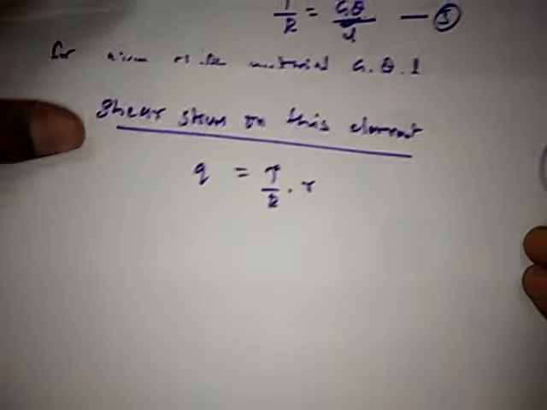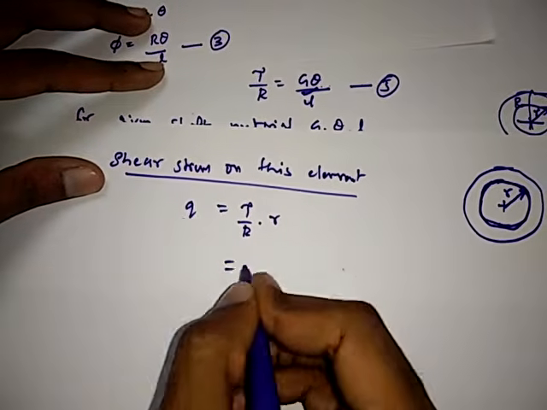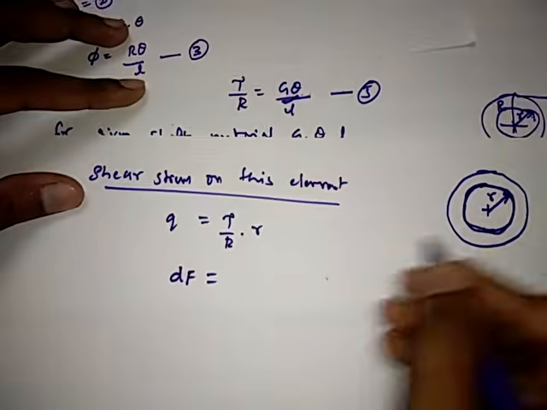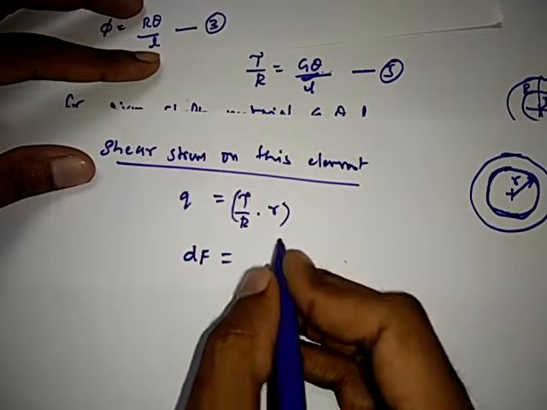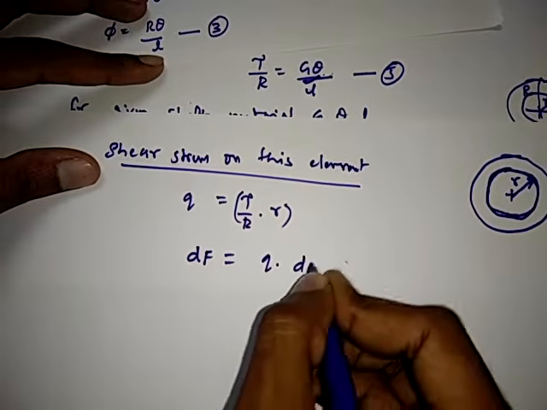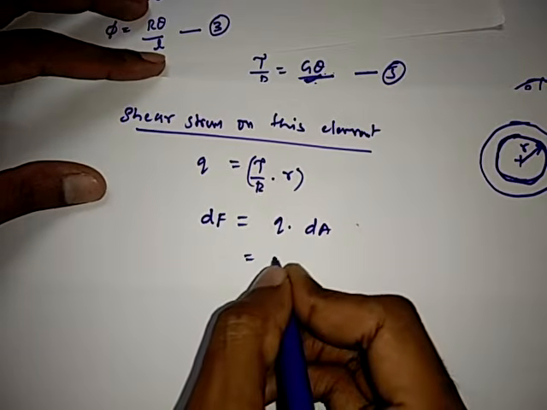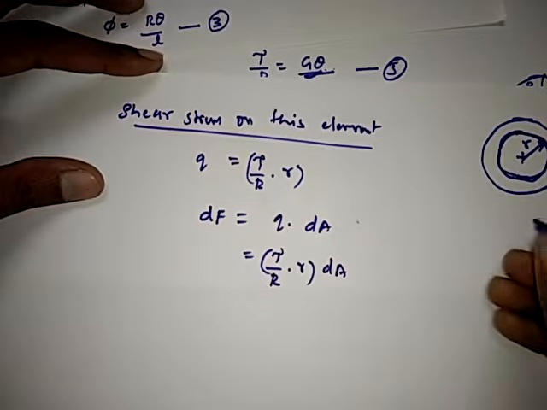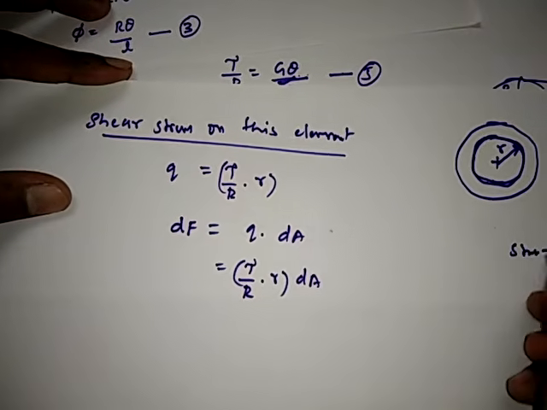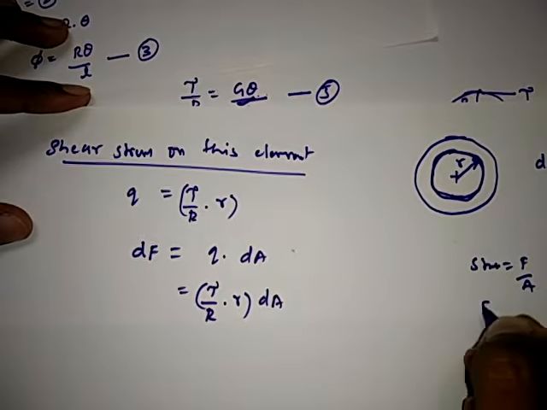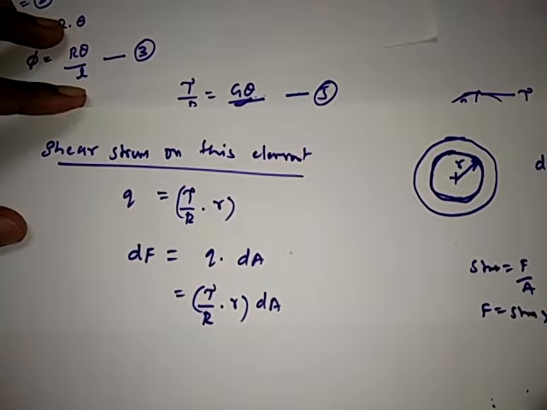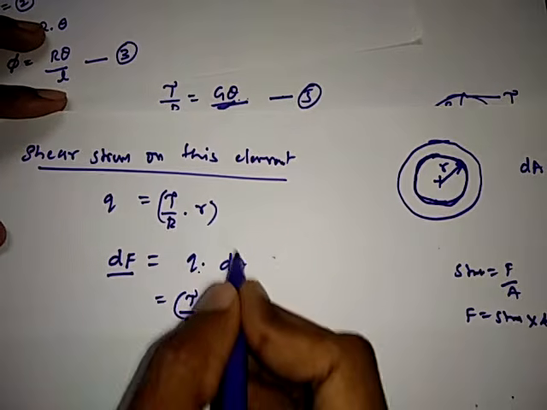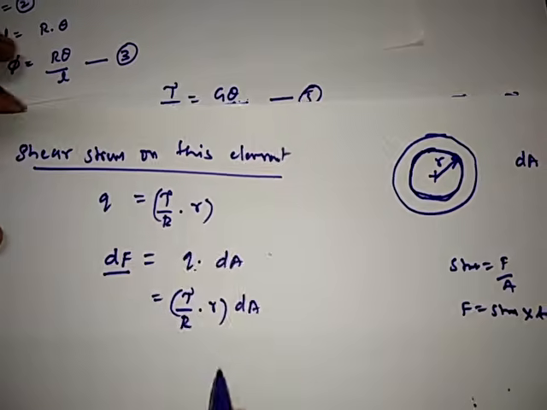So this is the shear stress on this smaller element, and the small amount of force on this element is stress into area, that is q into dA. In place of stress, I can write tau by R into small r into dA. We have written this from the formula: stress is equal to force by area, and force is equal to stress into area. The stress value we have written from this equation.